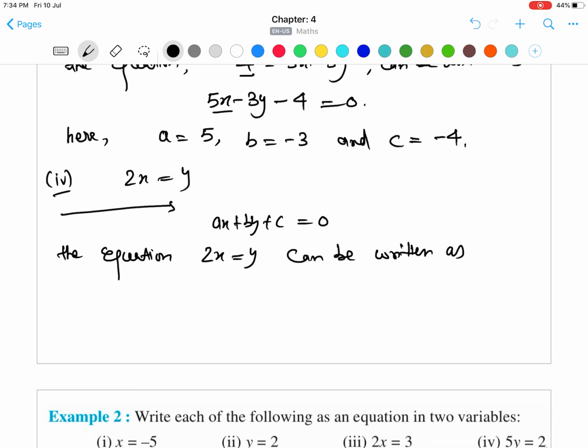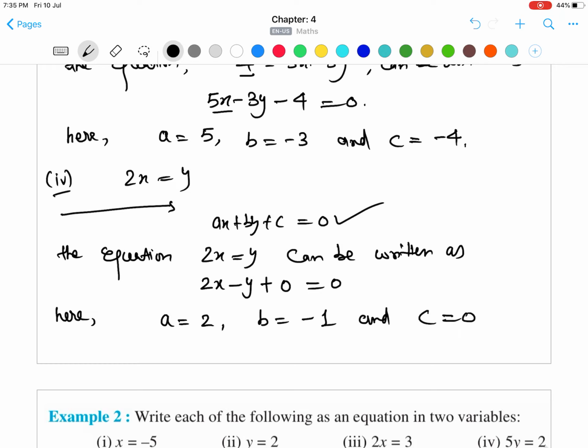So the equation 2x equals y can be written as 2x, this y will be shifted to the left hand side, so it will be minus y plus, now we don't have any number here, that means the c here is 0, so we'll write equal to 0. Because we are not given any other constant number, we assume that number to be 0. Then by comparing to the standard form, a is equal to 2, b is equal to minus 1, and c is equal to 0. So these are the values of a, b and c in the given equation.